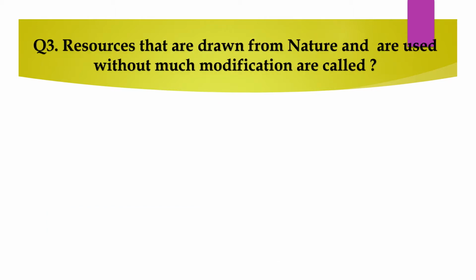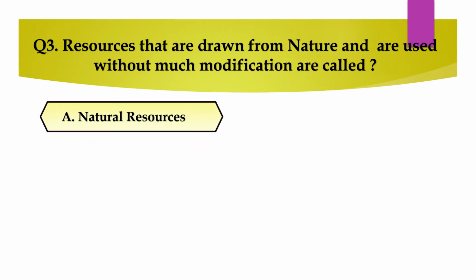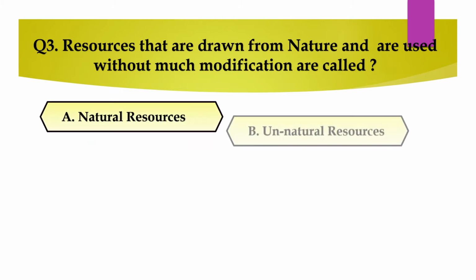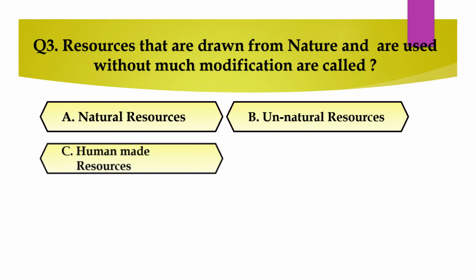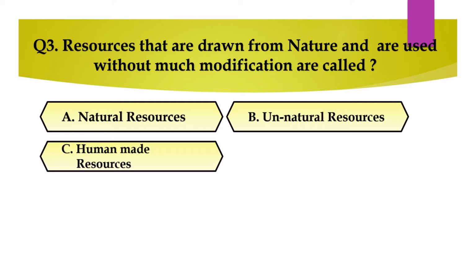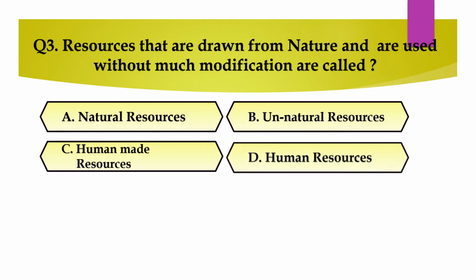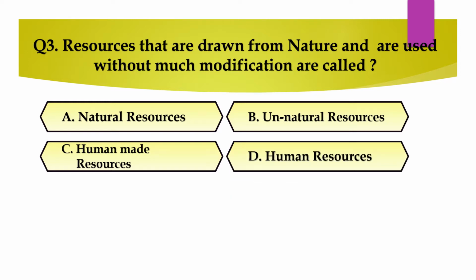Question number 3. Resources that are drawn from nature and are used without much modification are called A. Natural resources, B. Unnatural resources, C. Human-made resources, or D. Human resources?